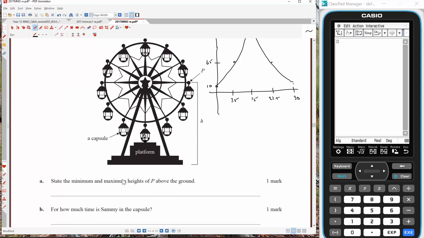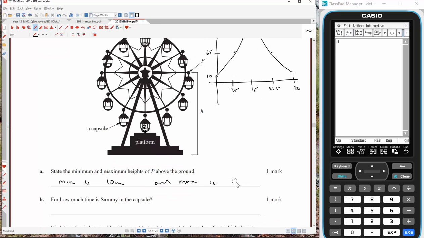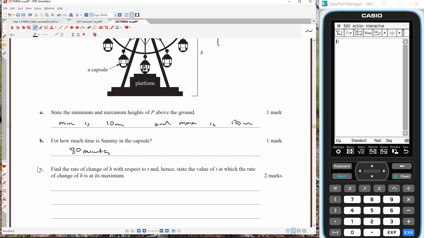State the minimum and maximum heights of P above the ground. So this is where Sammy gets on. So min is 10 meters from the ground and max is 120 meters. For how much time is Sammy in the capsule? 30 minutes, the period. Find the rate of change of h with respect to t, and hence state the value of t at which the rate of change of h is at its maximum.